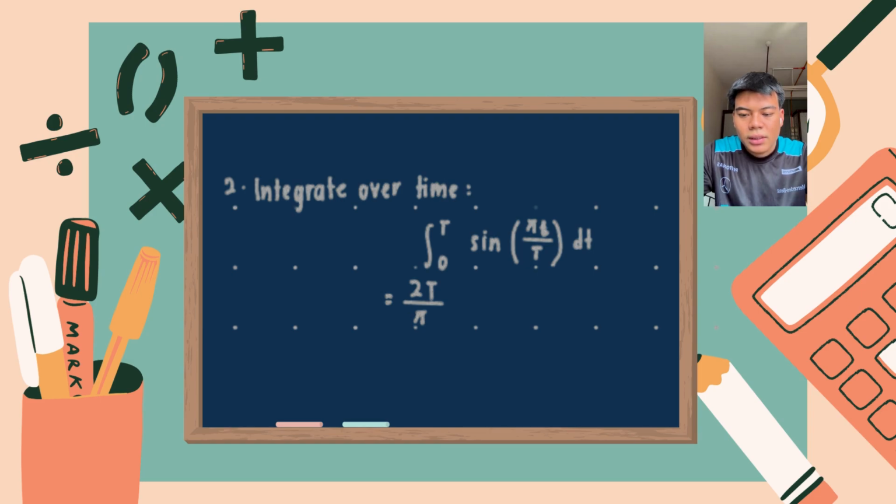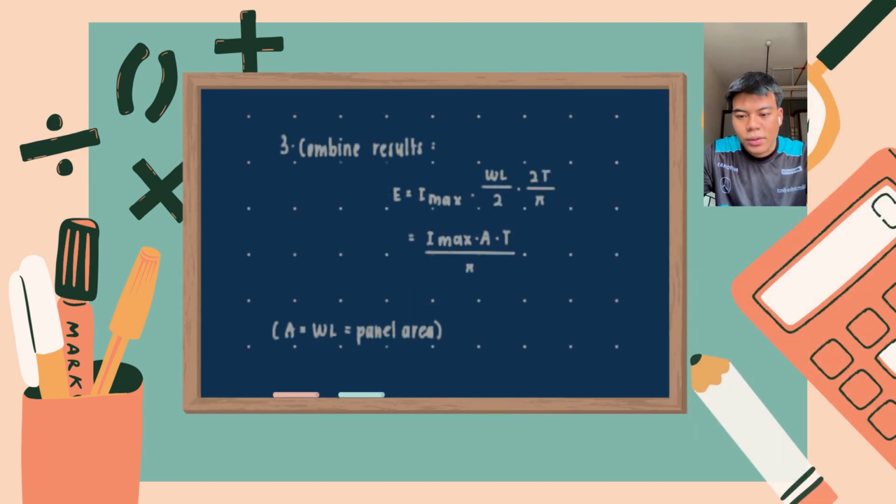So the integral from 0 to T of sin(πt/T) dt equals 2T over π. This captures the sun intensity peaking. Combining the results, we multiply both by I max. The final equation is E equals I max times WL over 2 times 2T over π, which equals I max A T over π, where A equals WL is the panel area.